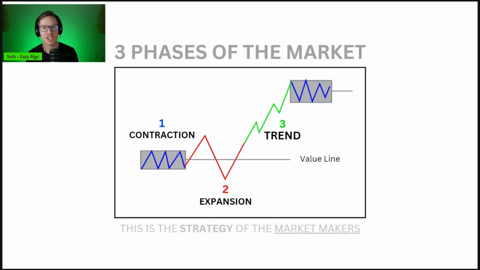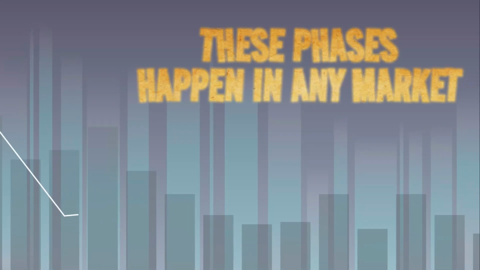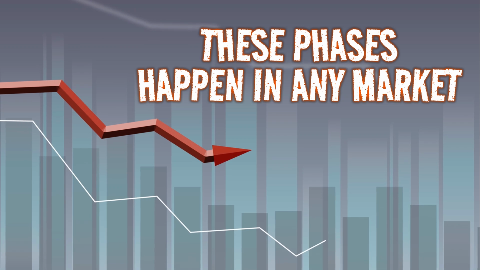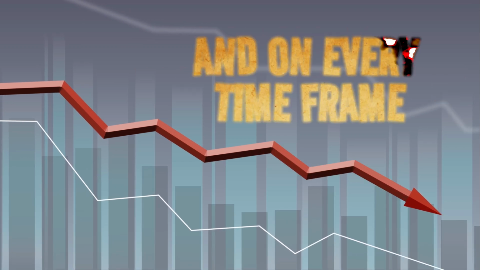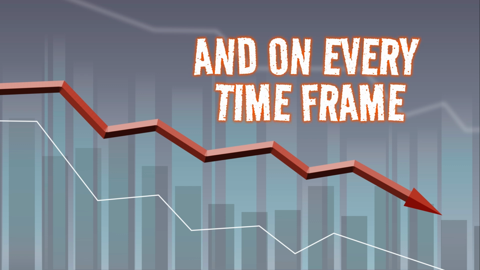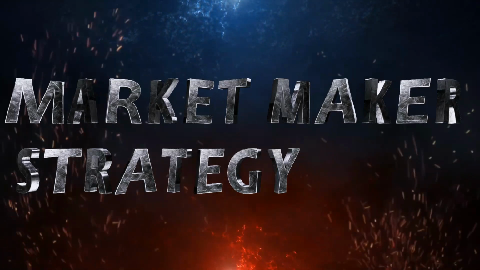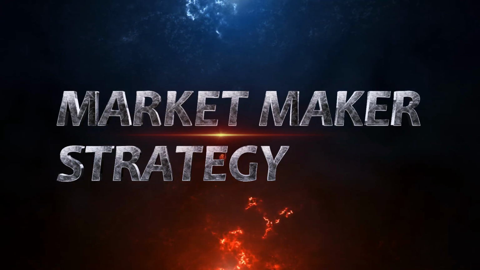The methodology behind Indicator X is understanding the three market phases. Number one, contraction phase, then expansion, then the trend phase. These three market phases are happening in every single trading asset, whether it's stock, crypto, forex, indices. It happens no matter what. It repeats itself over and over again, and it happens on every single time frame. This is the strategy of the market makers.